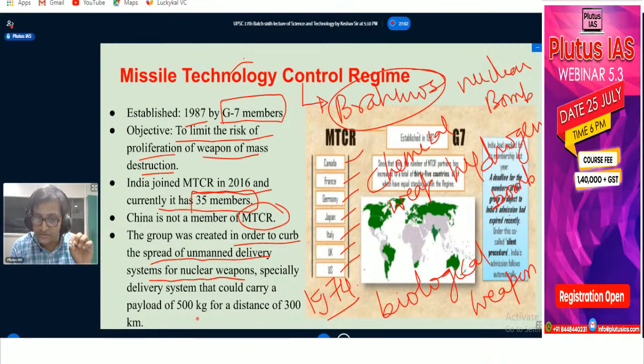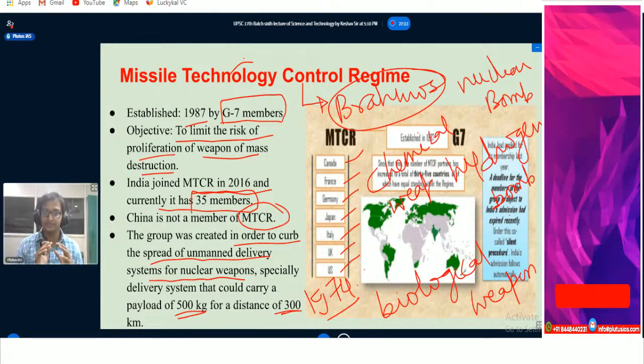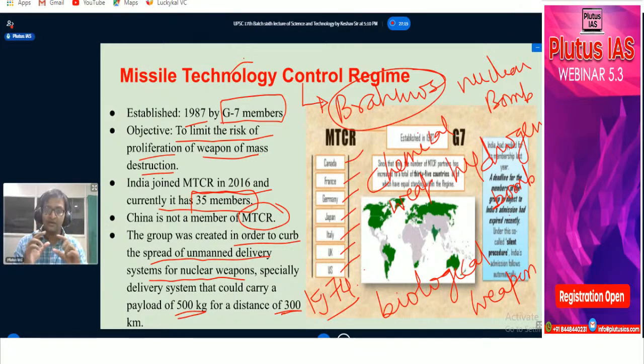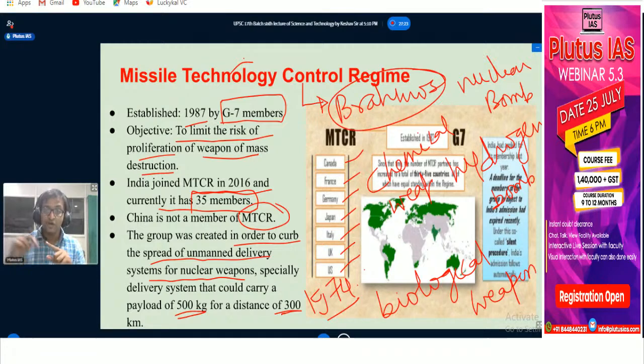The curbing was that payload must not be greater than 500 kg and distance of range must not be greater than 300 kilometers. So if any country is a member of MTCR, the country will not provide any other country which is not a member of MTCR such technology which is greater than 500 kg.